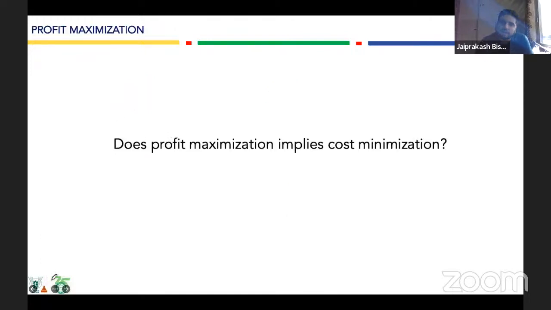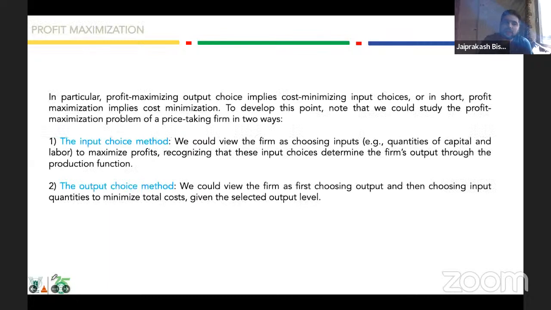Again, does profit maximization imply cost minimization? Yes, it does, because profit maximizing output choice implies cost minimizing input choices. Or in short, profit maximization implies cost minimization. To develop this point, we could study the profit maximization problem of a price taking firm in two ways. First, the input choice method, and other is the output choice method.